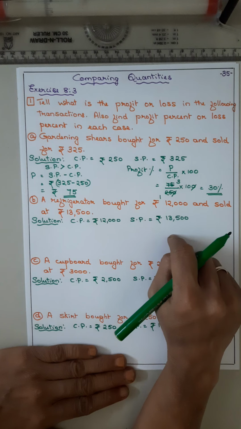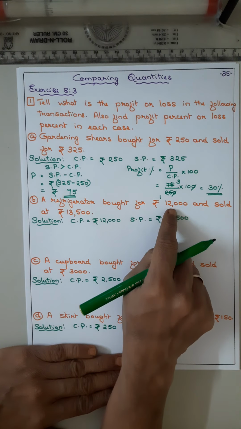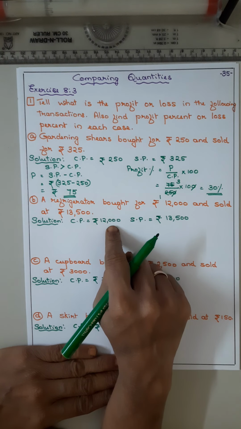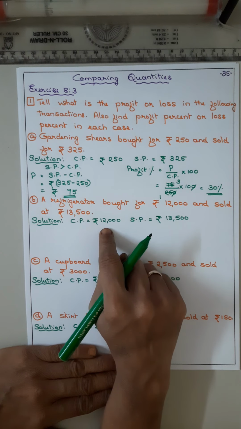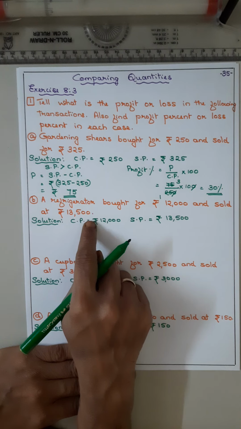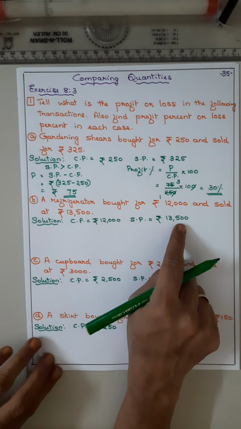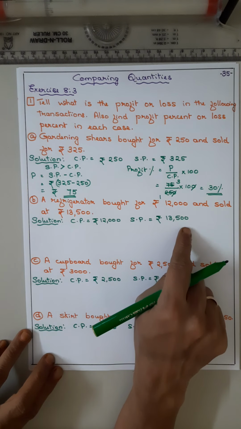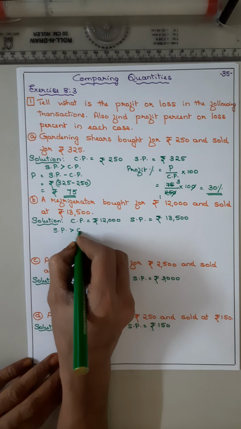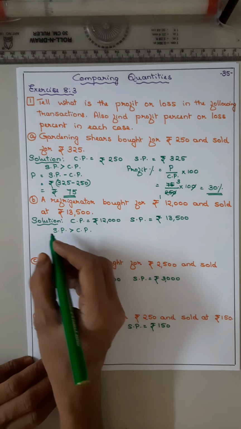Now coming to question number B. A refrigerator bought for rupees 12,000. Bought means CP, the cost price. CP is 12,000. Sold at rupees 13,500. Sold means selling price, SP is 13,500. Now compare which is greater? SP. So write SP is greater than CP. It's easy. Always write like this, then find out which it is.